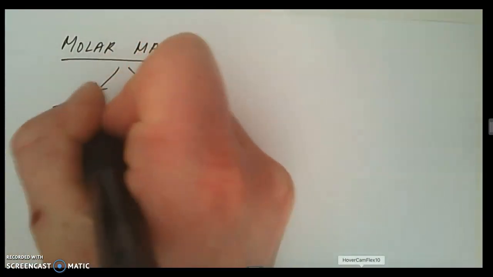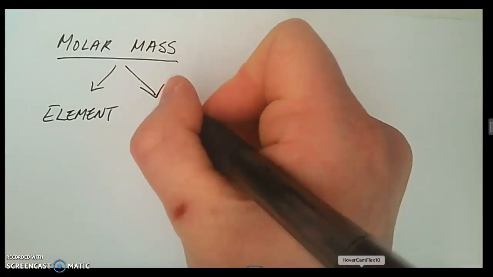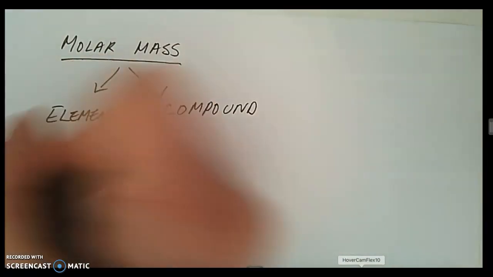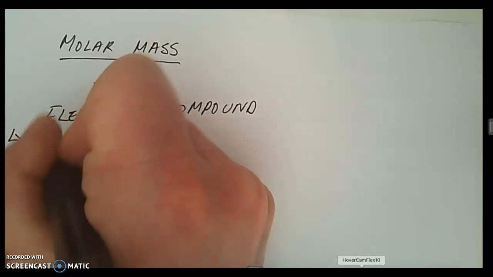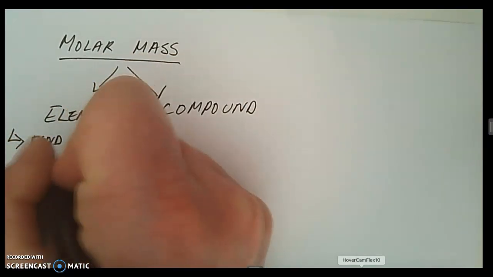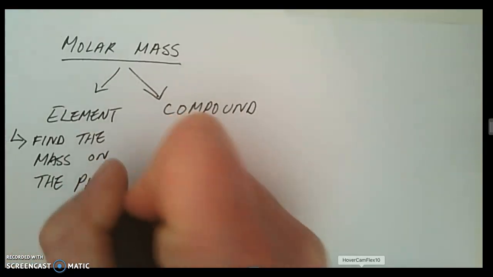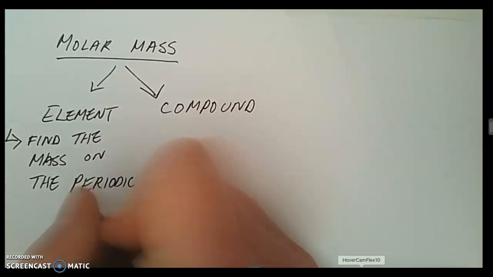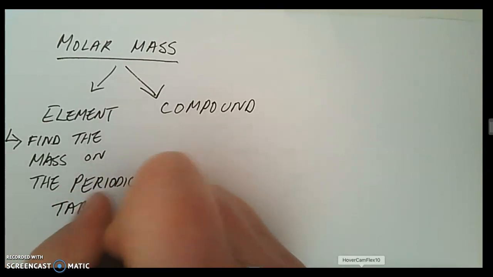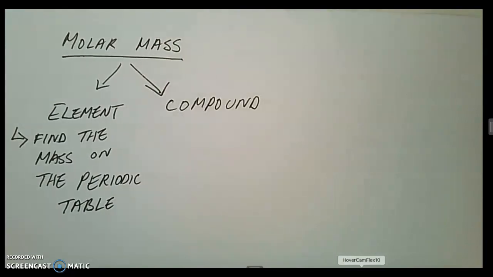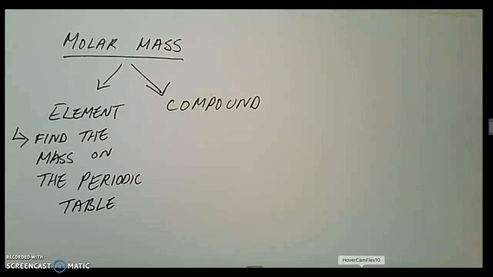Okay, so molar mass, we might calculate it or we might find it for an element, or we might determine it for a compound. For an element, it's pretty easy. We just find the mass on the periodic table. Okay, so we've been looking at that since like grade 9, grade 10 chemistry, just reading the mass number off of the periodic table for an element.